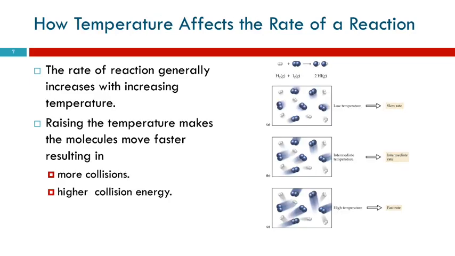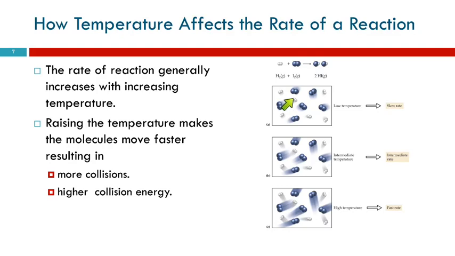So concentration affects the rate. Temperature affects the rate. Most reactions will go faster at higher temperatures because as you increase the temperature, the molecules are going to move faster. You're going to have more collisions, and you're going to have higher energy collisions.